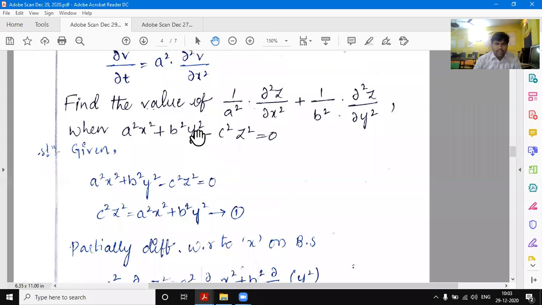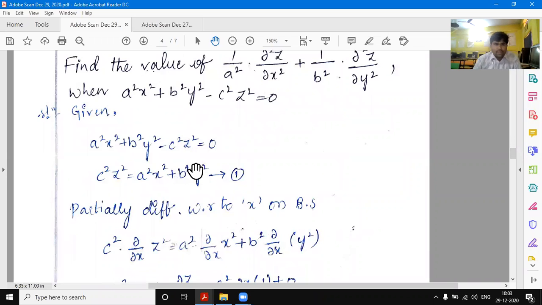Next one, find the value of 1 by a square into dou square z by dou x square plus 1 by b square into dou square z by dou y square, when a square x square plus b square y square minus c square z square is equal to 0. So solution, given a square x square plus b square y square minus c square z square is equal to 0. From this equation, we can write c square z square is equal to, if you send minus to the right side, that becomes a plus, c square z square is equal to a square x square plus b square y square. This is equation number 1.